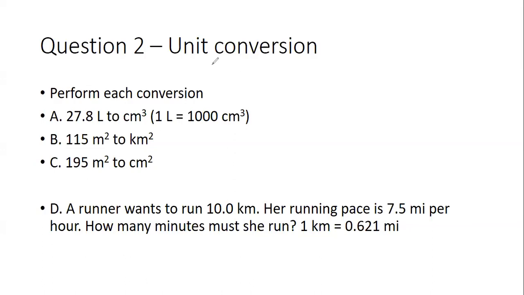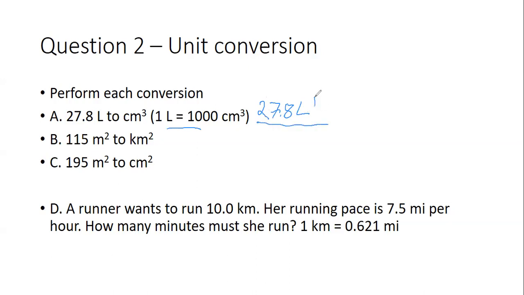All right. So I want to convert 27.8 liters to cubic centimeters, knowing that 1 liter is 1,000 cubic centimeters. All right. So when I do this, this one's actually fairly easy. So I'll do A and then B because I actually wanted to do something a little more difficult. So 27.8 liters. And I want to convert to cubic centimeters.